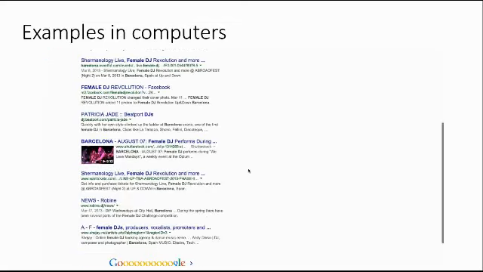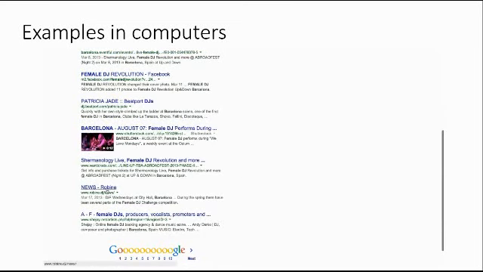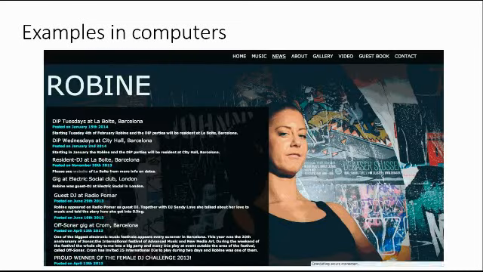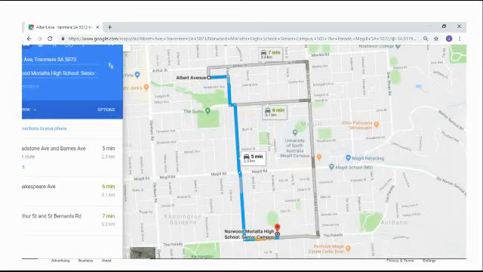Another example is when we're looking up directions in the map. It will run through a series of calculation algorithms to find the shortest route to your destination.